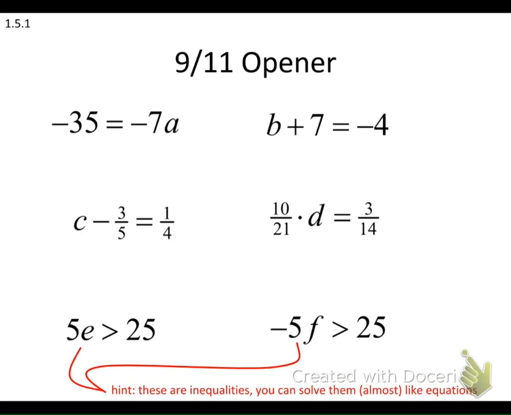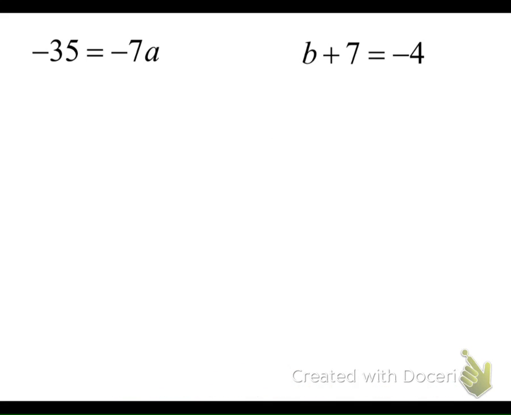first four problems. You guys should be able to solve these pretty easily at this point. So Isaiah, walk me through the first one, please. Circle the variable. You want to divide 7 by -7.